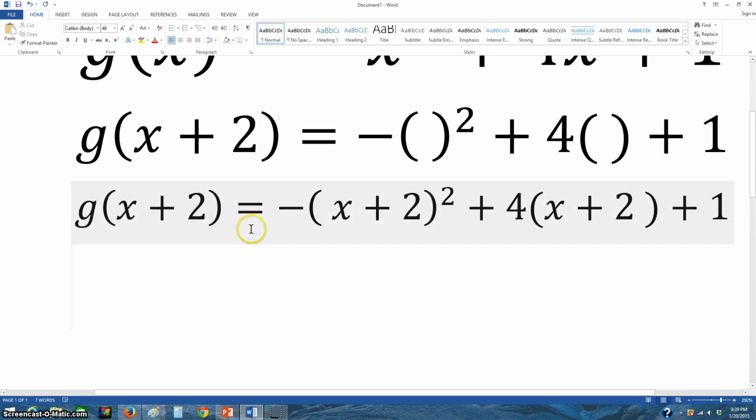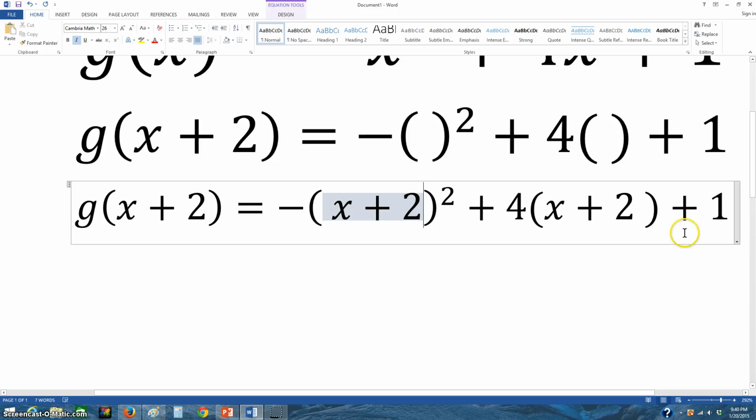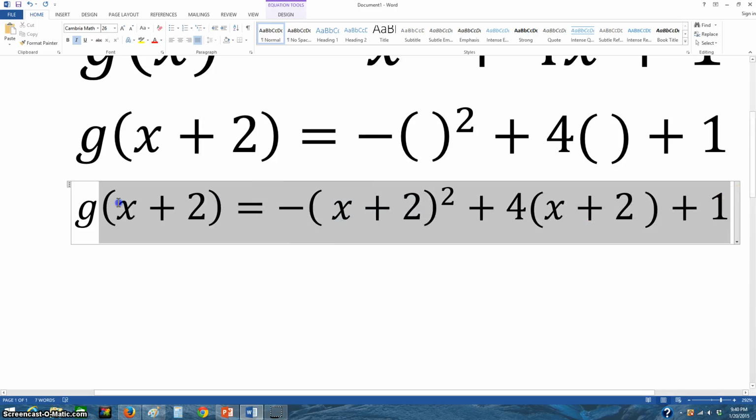So it says g of x plus 2 is equal to, and when I've replaced everything, I get this part right here. Alright, so I'm going to do this the long way the first time, and after that I'm going to go ahead and do the shortcut method. So this right here is basically the same thing, and let's go ahead and rewrite this.